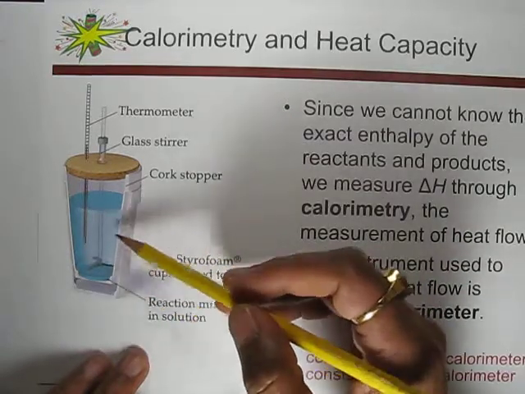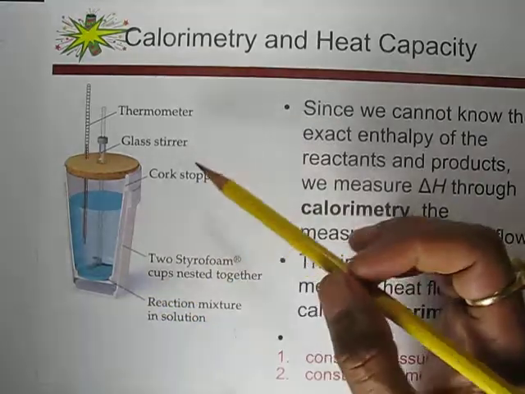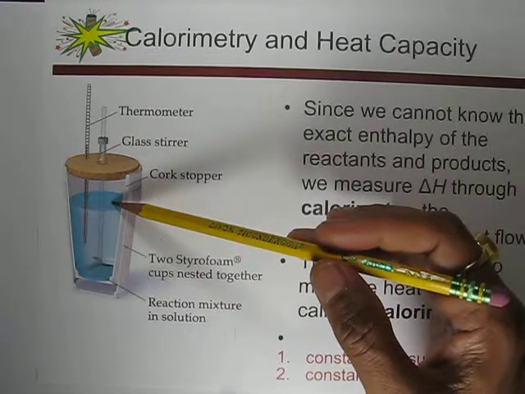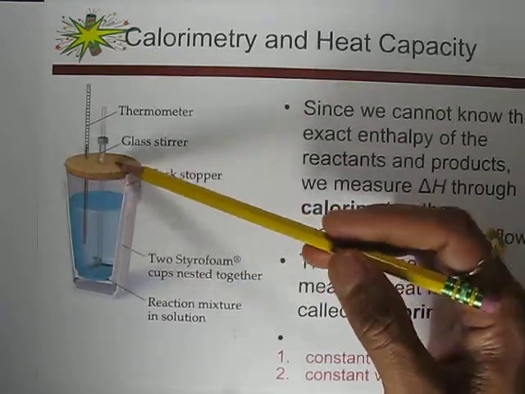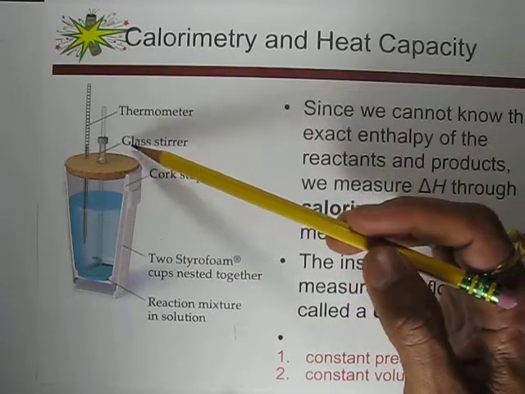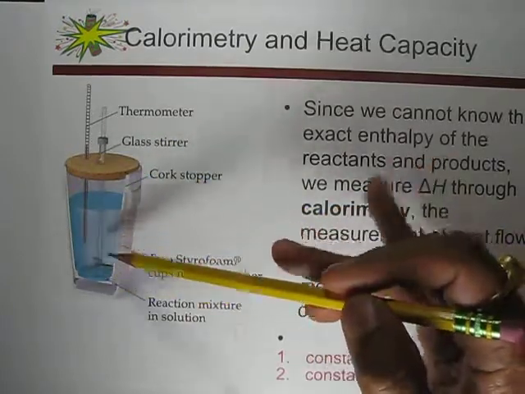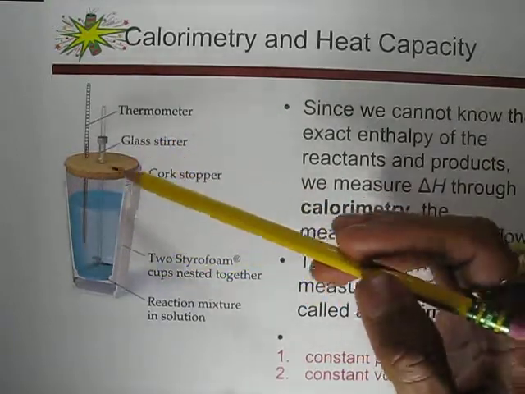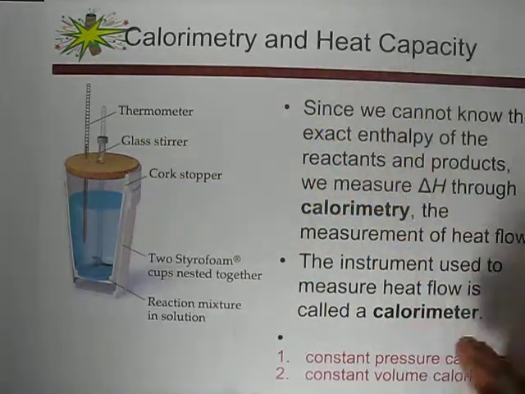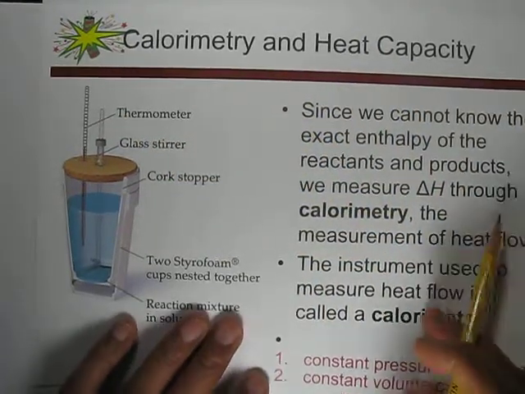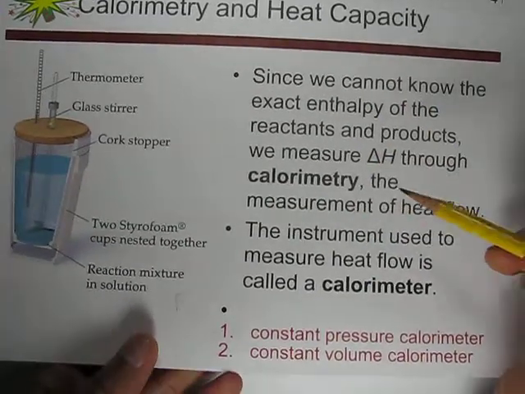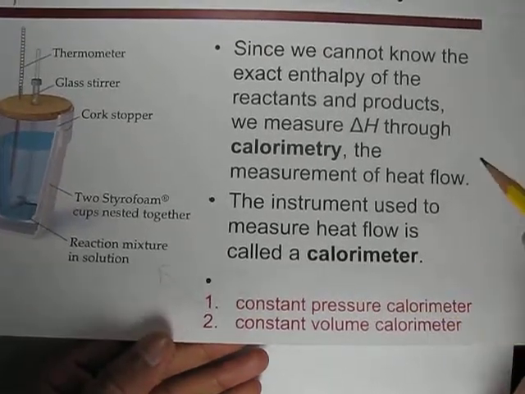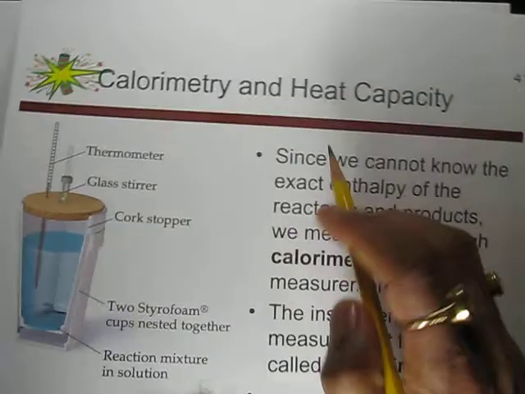They create a kind of vacuum in between, and the reactant solution is in the second cup, which is covered by a cork. This cork holds a glass stirrer which keeps mixing the solution, and the change in heat can be measured through the thermometer. So that was about calorimetry. We will study constant pressure and constant volume once again in the next two slides, but in the next slide we will study heat capacity.